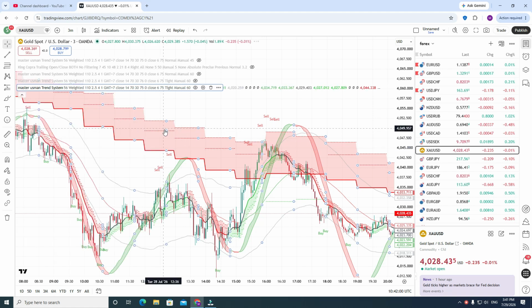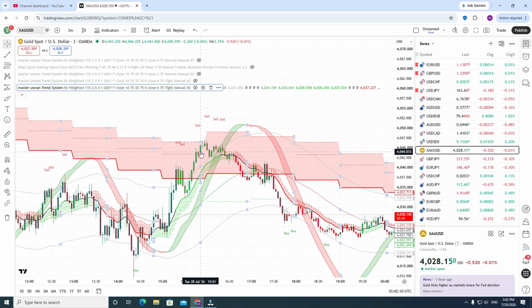When this trend cloud is red, that means you have a sell trend and you need to open only sell positions. And remember, this is the RSI. This is the RSI ripple.